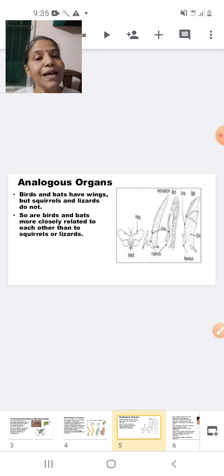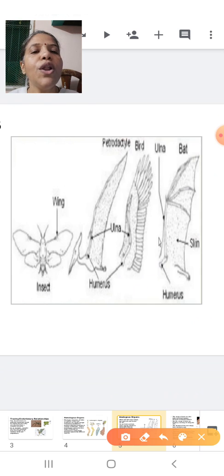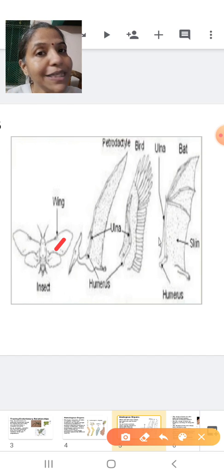Now, let us come to the next organ, that is analogous organ. In case of analogous organ, first I will explain with the help of the picture here. Now, students, all of you might have seen the wings of a butterfly. The wings of the butterfly are made up of a substance which is called chitin. Whereas you know that the wings of the birds are covered by a lot of feathers.